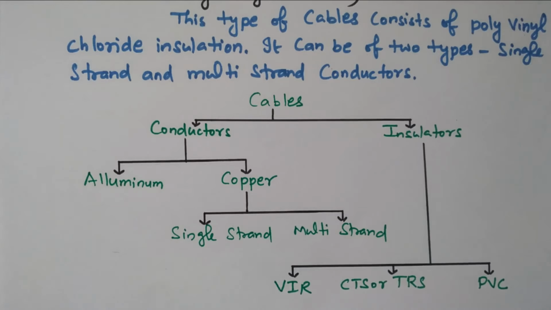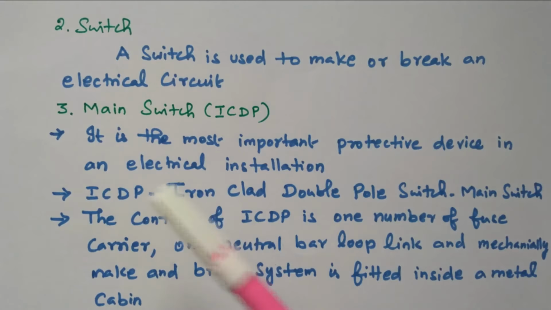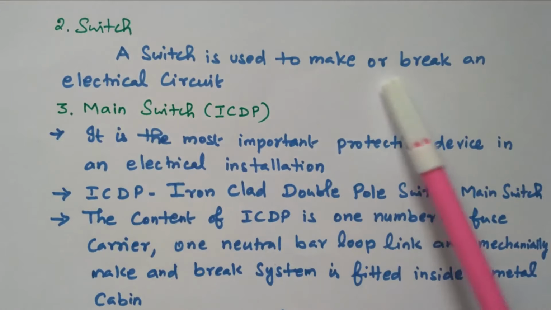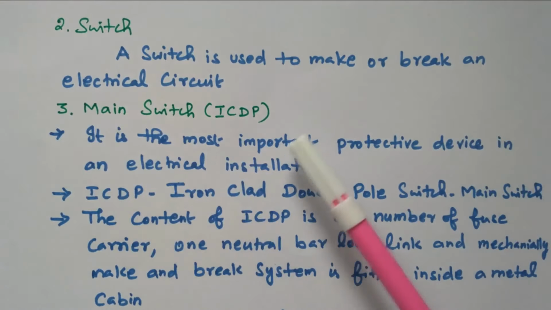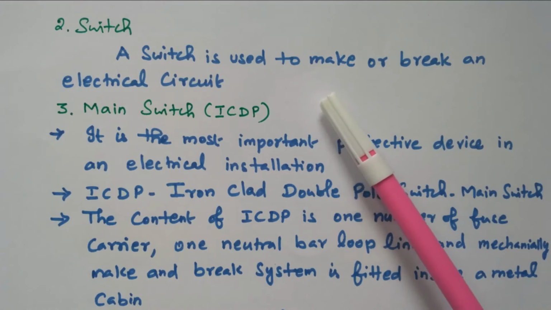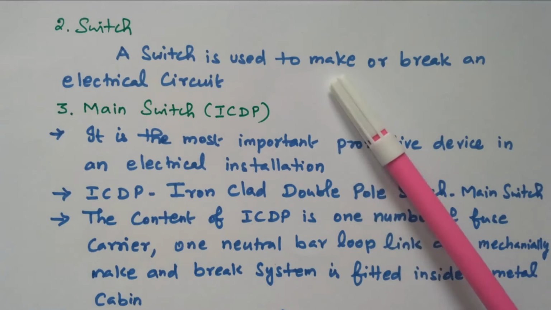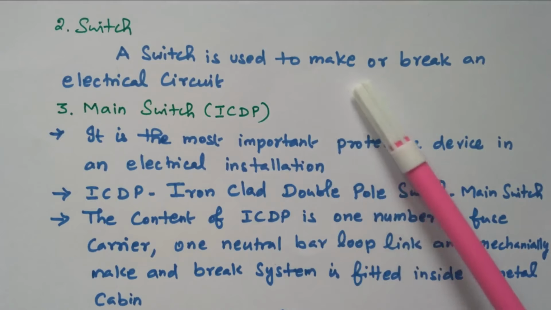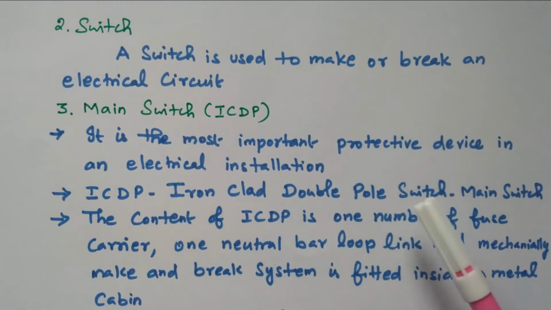Now we'll go to the second accessory. The second one is the switch. The switch is used to make or break an electrical current. It is used to connect or disconnect the supply to any equipment, any apparatus. We are using the switches so that the electrical circuit can be made or broken.